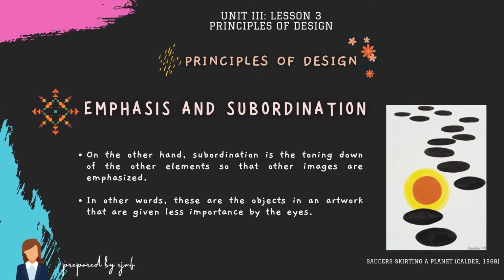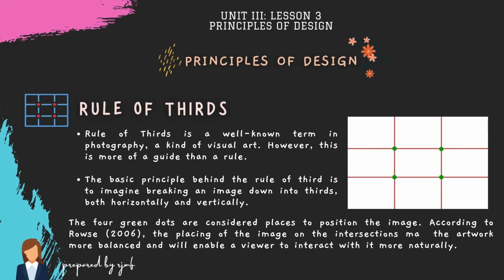The last principle is the rule of thirds. Rule of thirds is a well-known term in photography, a kind of visual art. However, this is more of a guide than a rule. The basic principle behind the rule of thirds is to imagine breaking an image down into thirds, both horizontally and vertically. The four green dots are considered places to position the image. According to Rose in 2006, placing the image on the intersections makes the artwork more balanced and will enable a viewer to interact with it more naturally.